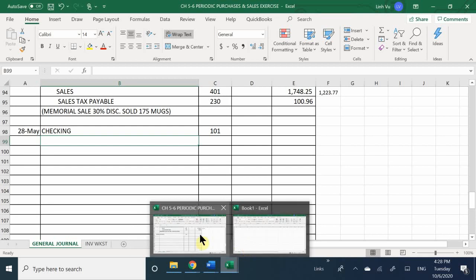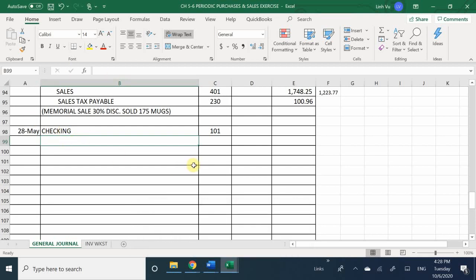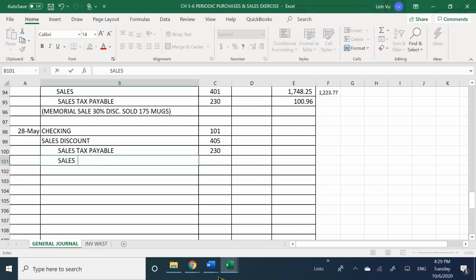And so he's going to get a discount. Correct. That is the sales discount, which is, I think, 405. Then sales tax. Oh wait, no, sales and sales tax, sorry. There you go. Good. Sales, right? Because that's exactly what we did.